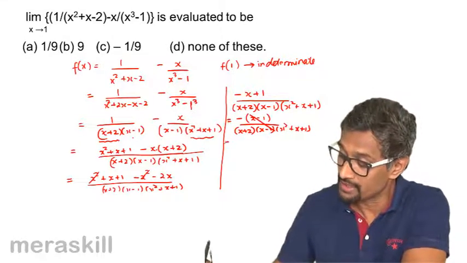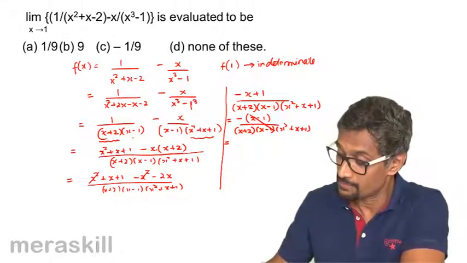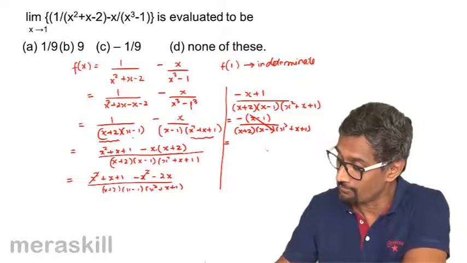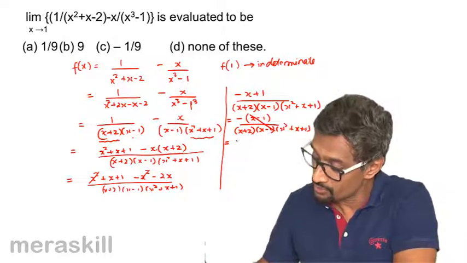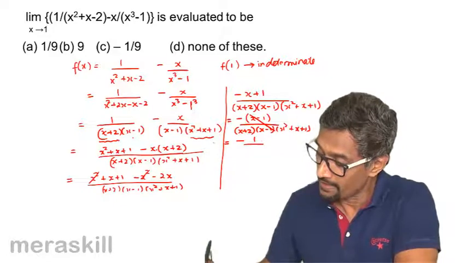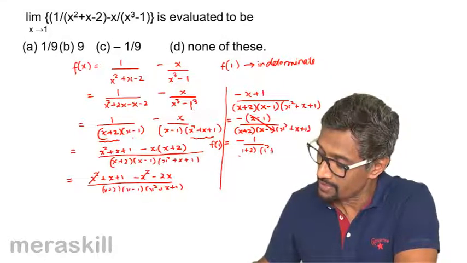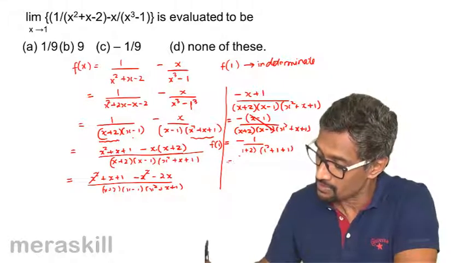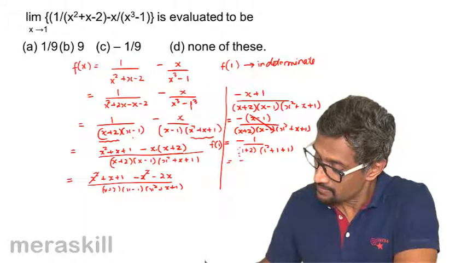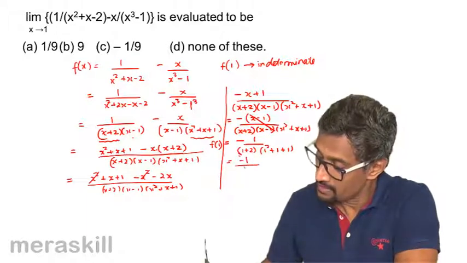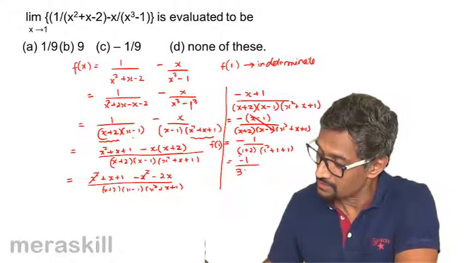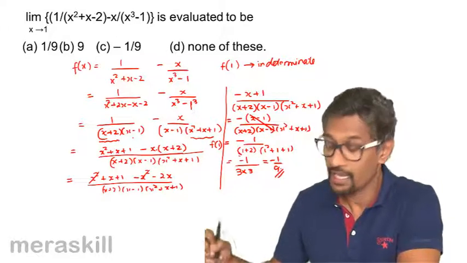So you get a determinate expression for this particular value of 1. Now we can substitute it. Now you find f of 1. That itself is the limit, which will turn out to be minus 1 upon (1 plus 2) into (1 squared plus 1 plus 1), which will turn out to be minus 1 upon 3 into 3, which will turn out to be minus 1 upon 9.